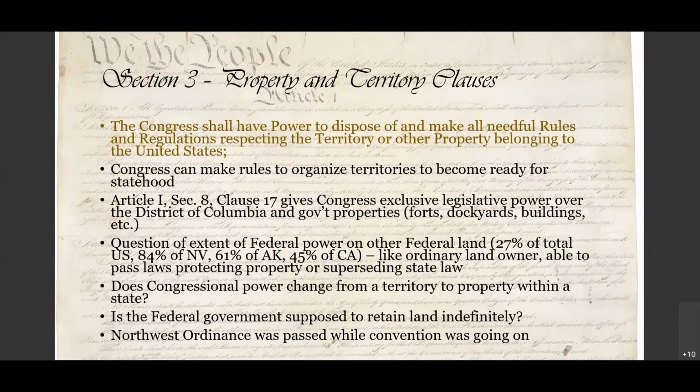A third question is, is the federal government supposed to retain land indefinitely? Because this says power to dispose of. So this seems to have been written with a view towards taking land and turning it into territories and getting them ready for statehood and letting them become states, not permanently holding land. So another open question here. The Northwest Ordinance was passed while the Constitutional Convention was going on, and that was addressing some of this question of the territory.